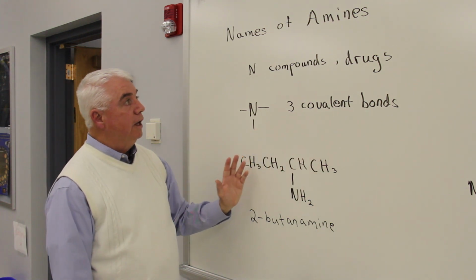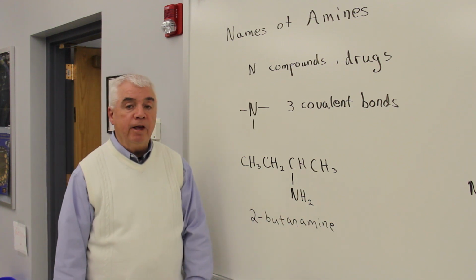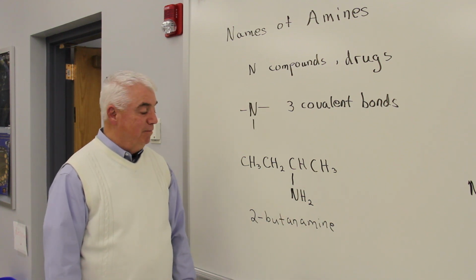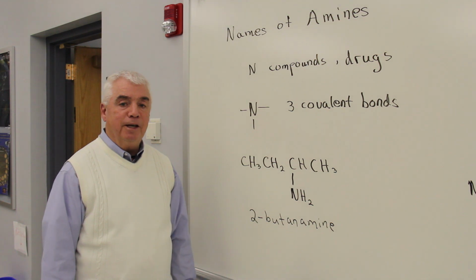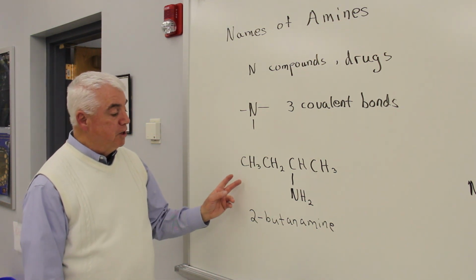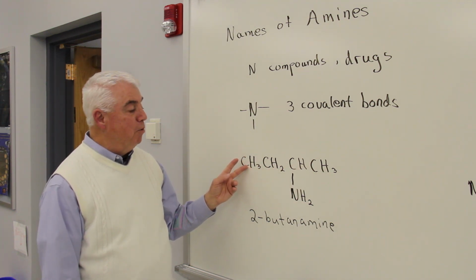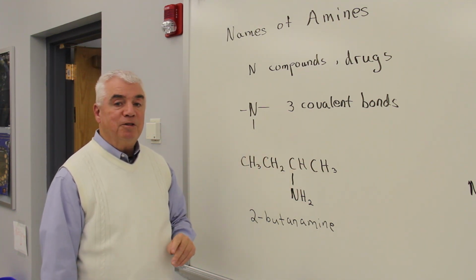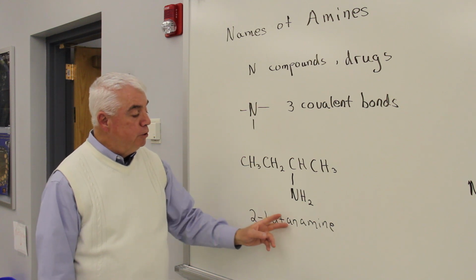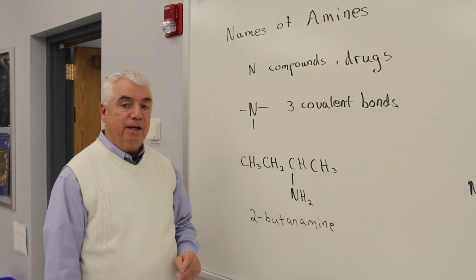Here's the structure of a typical amine. And down below, I've given its IUPAC name. Let's look at the name and see if we can come up with the rules for naming these compounds. The longest chain is always our starting point. I see 4 carbons. The name is derived from butane. We've dropped the E and added that amine ending.